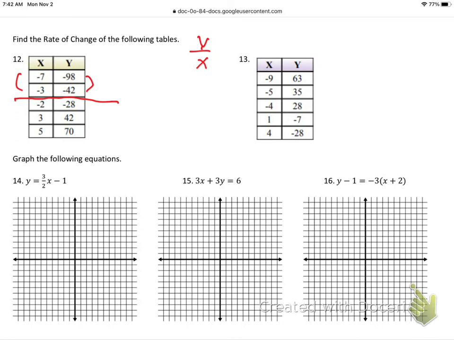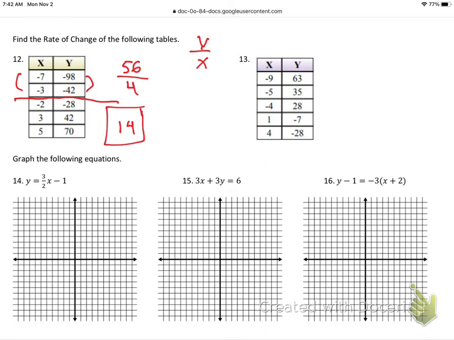So if I'm going from -98 to 42, I'm going to be adding a positive number. And with a little tinkering on my calculator, I found out I'm going to be adding 56. And then going from -7 to -3 is going to be a +4. Now I can probably simplify that. So I'm going to try 56 divided by 4. If I do that, I get 14. And that is your rate of change.